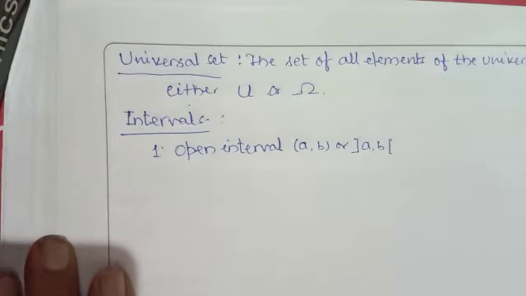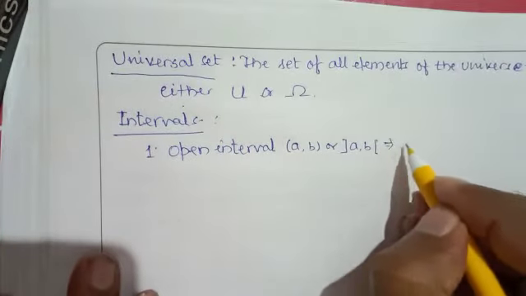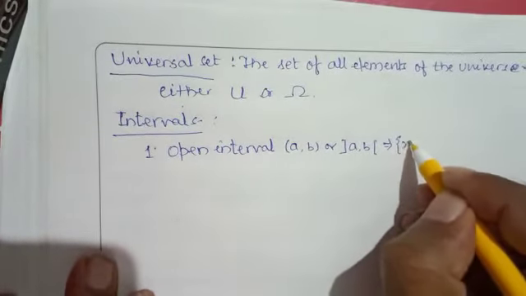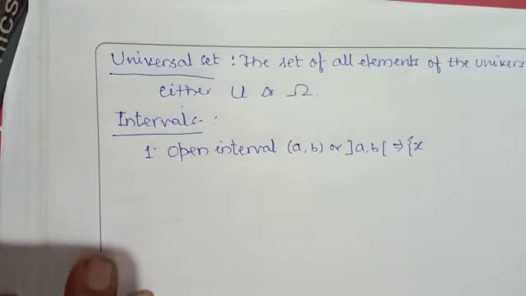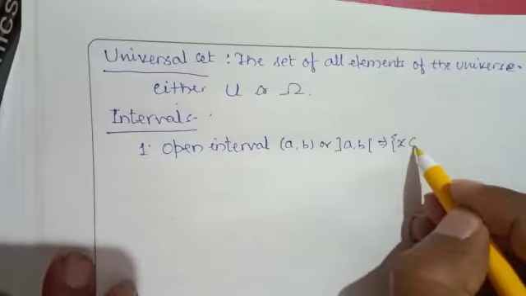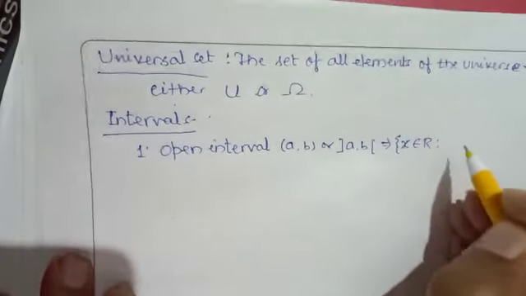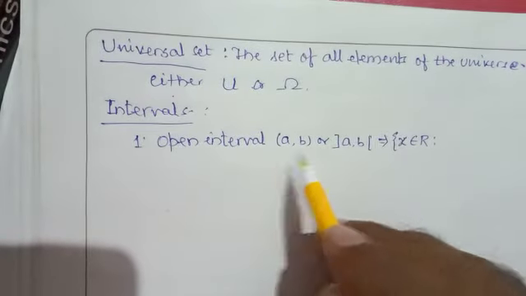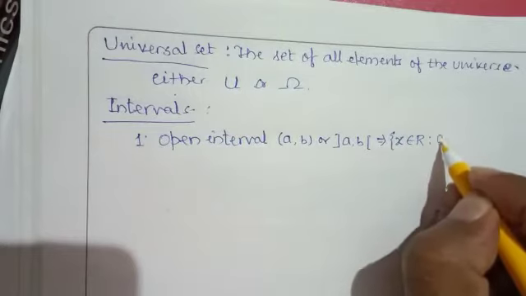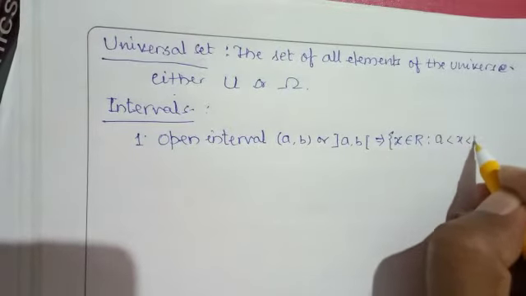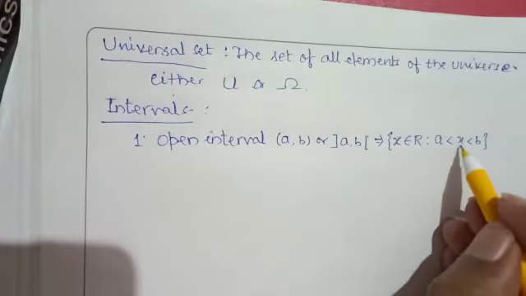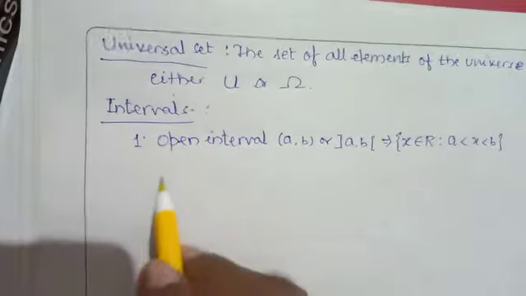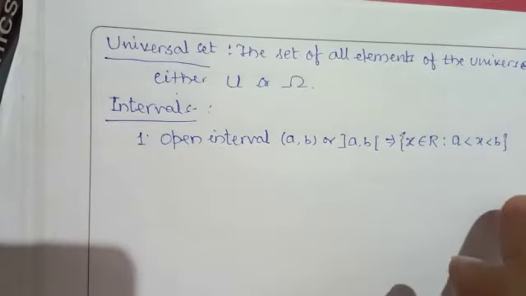This means, for any element x, this is a set, for any element x which is a real number, x belongs to R and value of x lies between A and B, not including A and B. This is A, x, B. x is greater than A and smaller than B. This is the meaning of open interval.